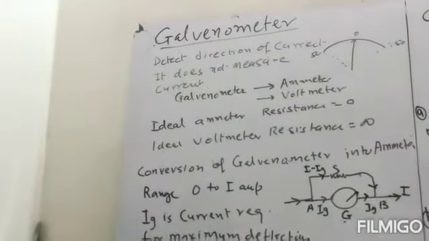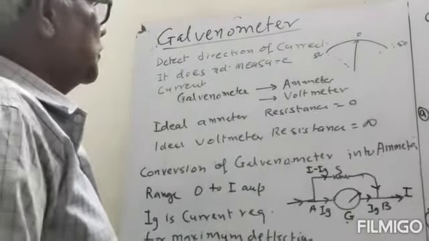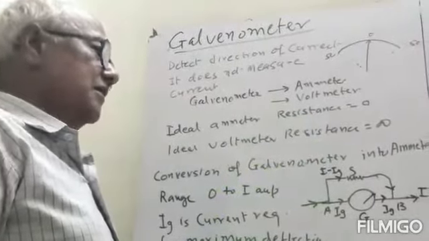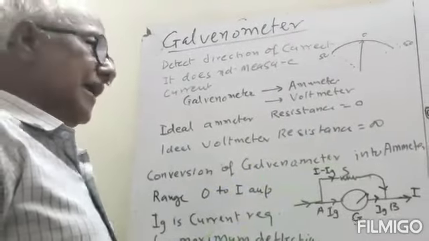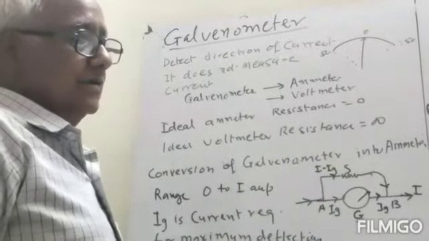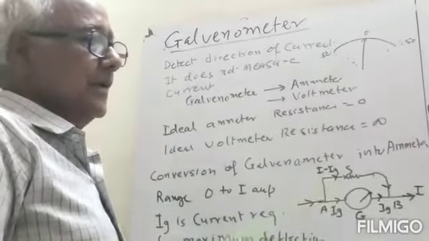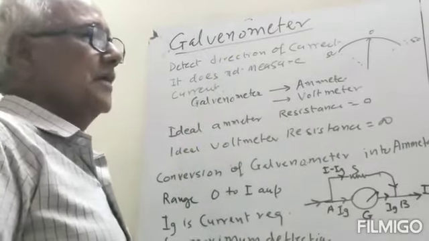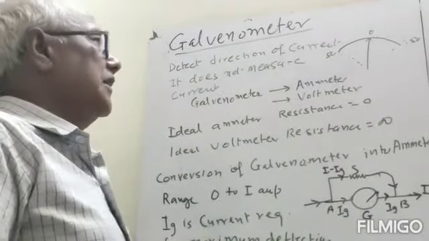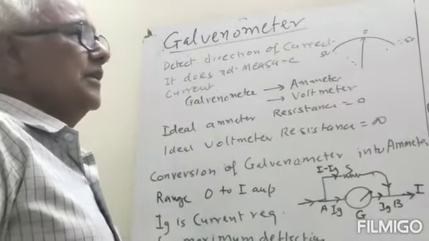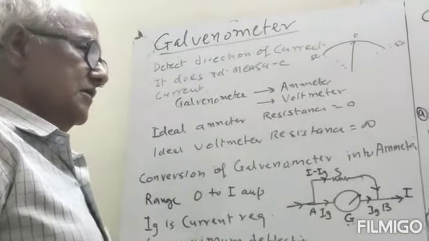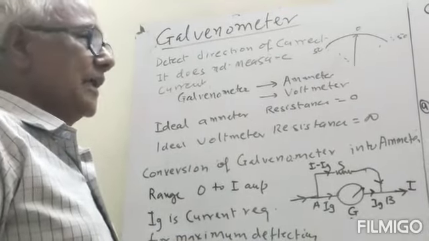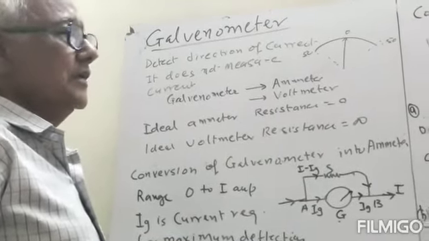Galvanometer. Galvanometer is the instrument to detect the current and the direction of current. Galvanometer cannot measure the current, cannot measure the voltage, but it measures only the presence of current in the circuit and direction of the current.